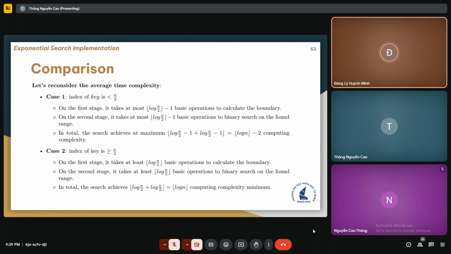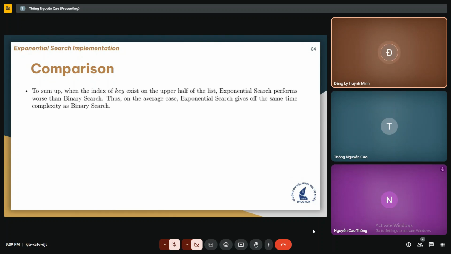But in case 2, where the index of key resides on the upper half of the list, each operation takes at least log n over 2 basic operations, and in total, the search achieves log n computing complexity minimum. To sum up, when the index of key exists on the upper half of the list, exponential search performs worse than binary search. Thus, on the average case, exponential search gives up the same time complexity as binary search.